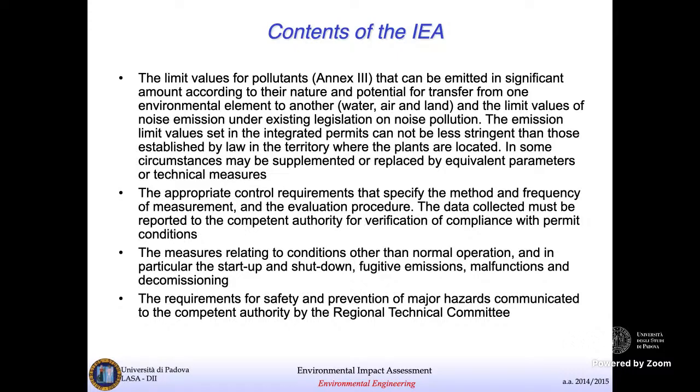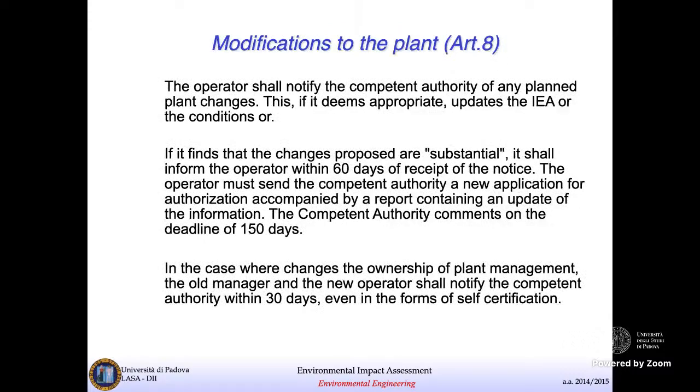The measures relating to conditions other than normal operation are also listed or discussed in the authorization, in particular startup and shutdown, fugitive emissions, malfunction, and decommissioning. The requirements for safety and prevention of major hazards are communicated to the competent authority by the regional technical committee. These are all specifications that the manager of the facility may find in the authorization.